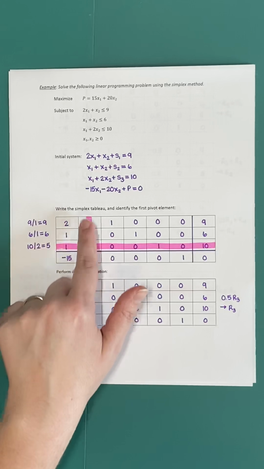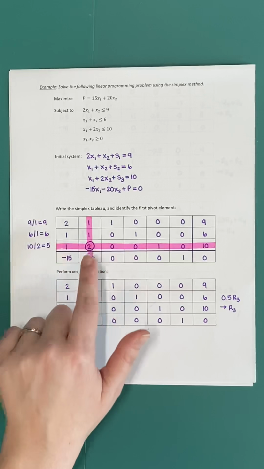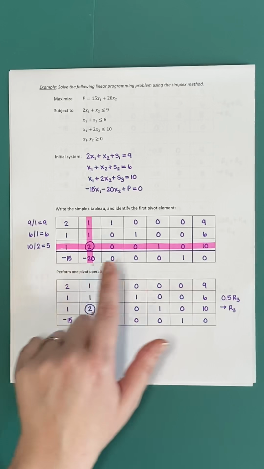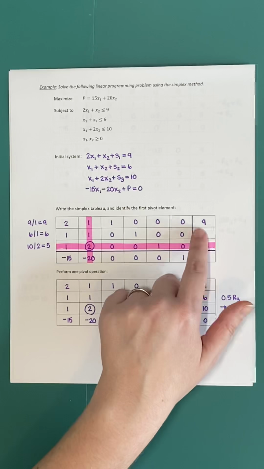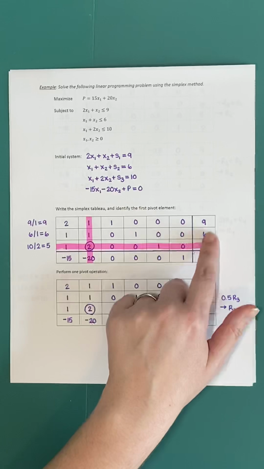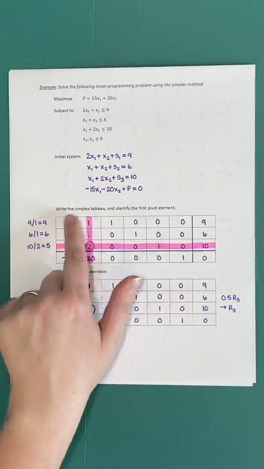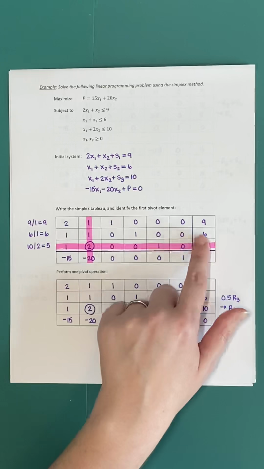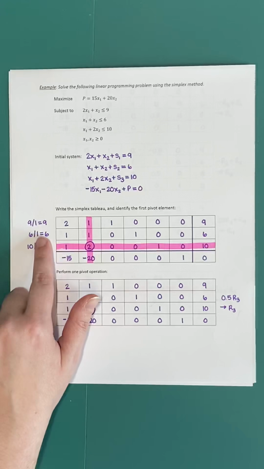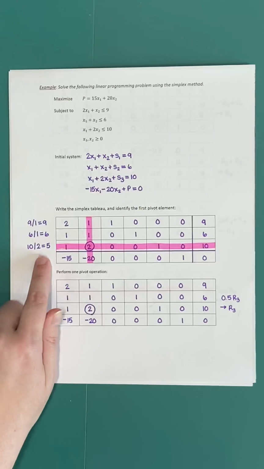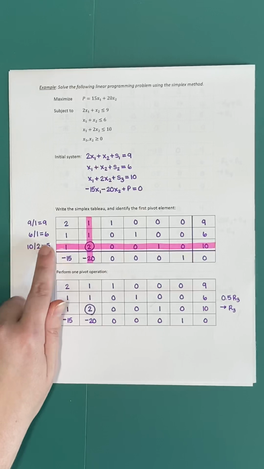I'm looking at the numbers above it. They're non-negative numbers, so that means I can pivot in this column. I want to take each of the numbers on the far right and divide by the corresponding element in the pivot column. So 10 divided by 2 is going to give me 5. 6 divided by 1 is going to give me 6. And then 9 divided by 1 is going to give me 9. The lowest among those quotients is going to be the 5.